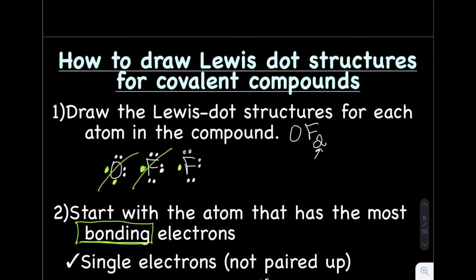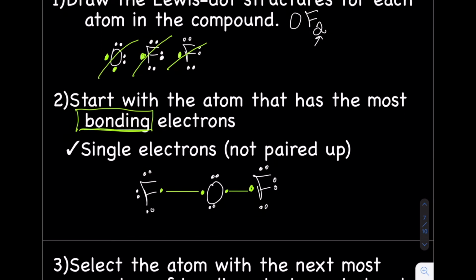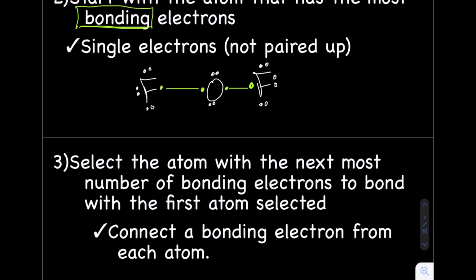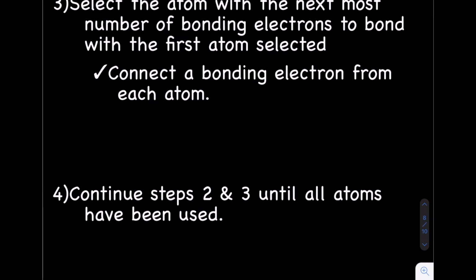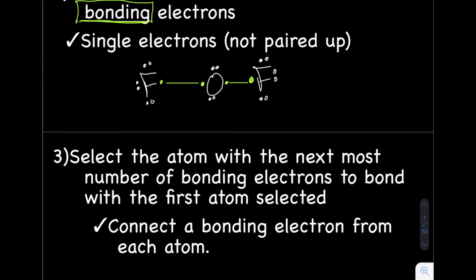So real quick, you first draw the Lewis dot structures for each atom in the compound, which we did. We started with the atom that has the most bonding electrons, the most lone single electrons. That was oxygen. We selected the atom with the next most number of bonding electrons to bond with the first atom selected, and in this case that was fluorine. The fluorines were the same actually. Connect a bonding electron from each atom. The 2 green ones, we did that. We continued steps 2 and 3 until all the atoms were used up. And we ended up with that, and all of the bonding electrons are bonded. That's really, really important. You want all bonding electrons to be bonded.